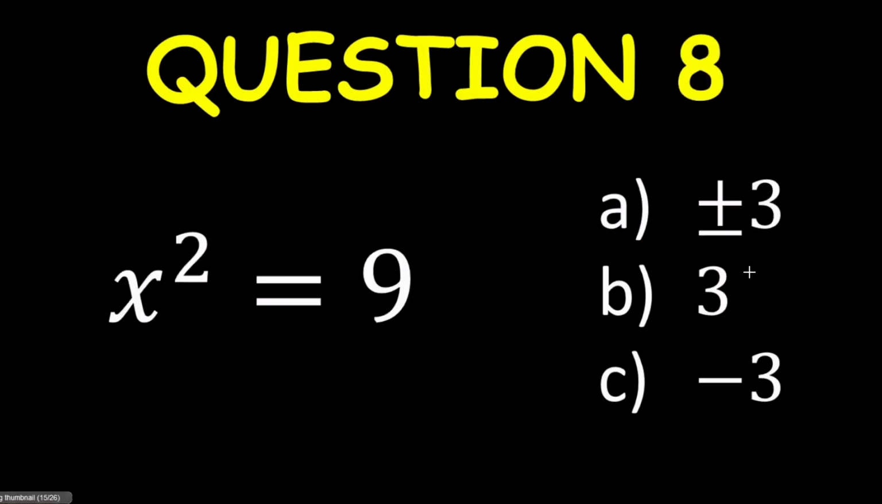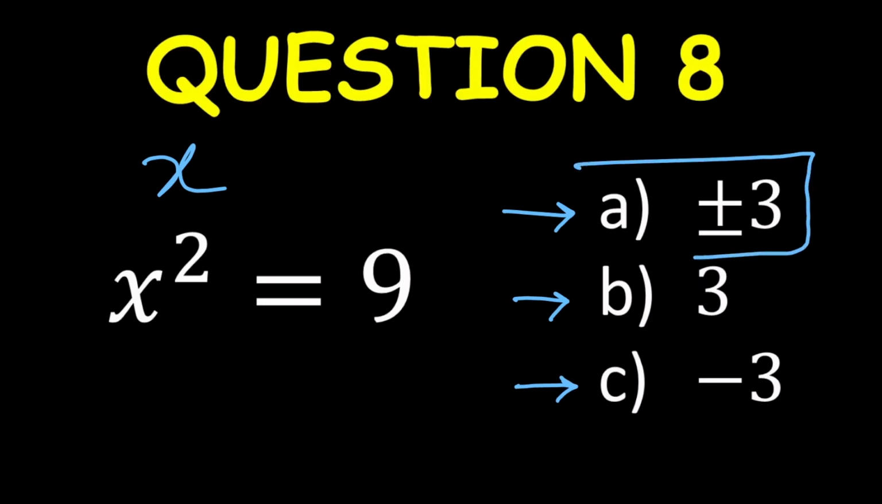Next question is x squared is equal to 9. What is the value of x? Option A is plus or minus 3, B is 3, and C is minus 3. The correct option is A, which is plus or minus 3.